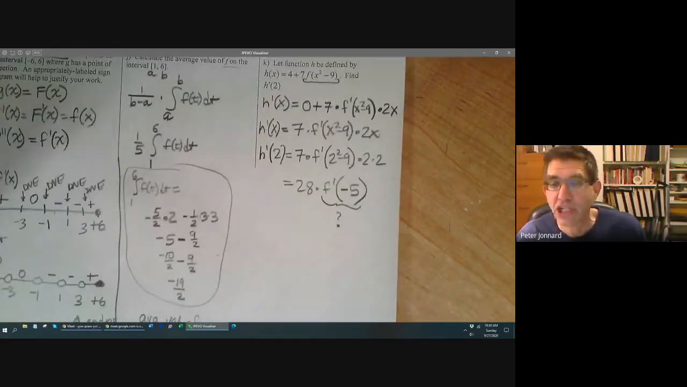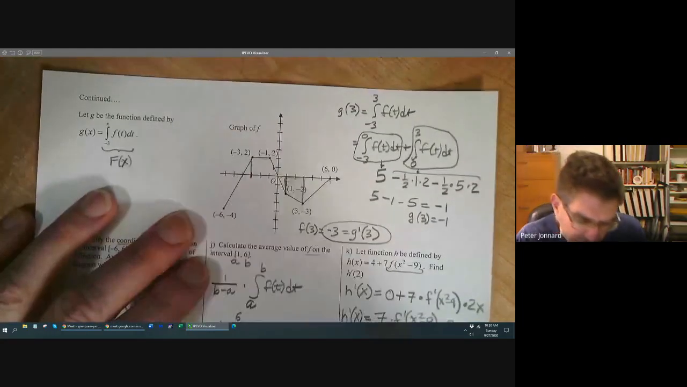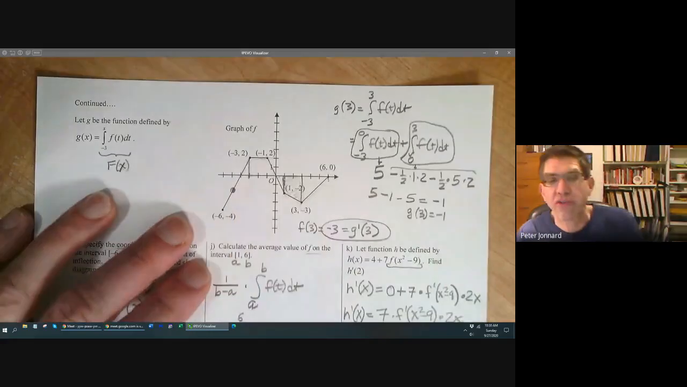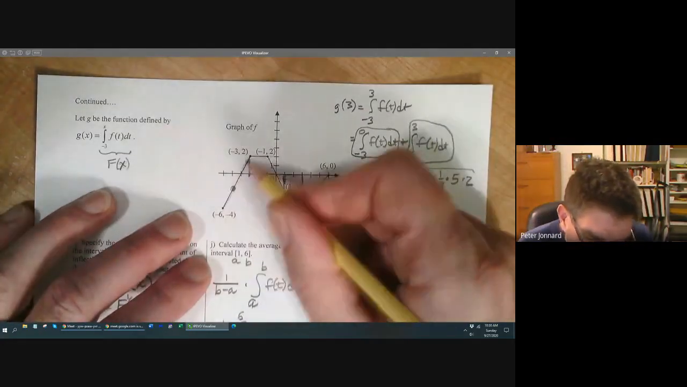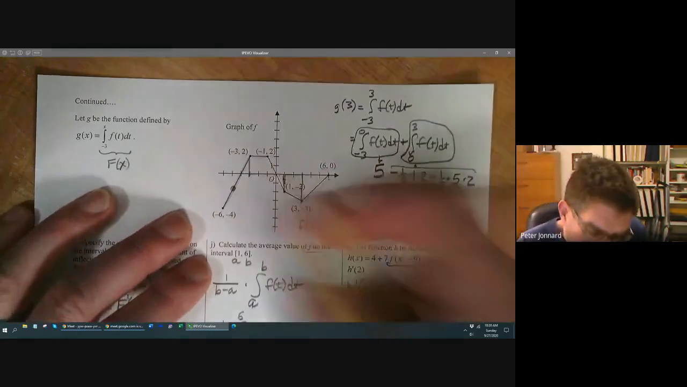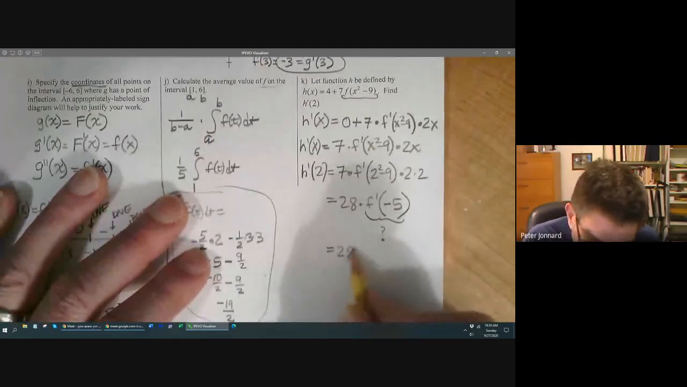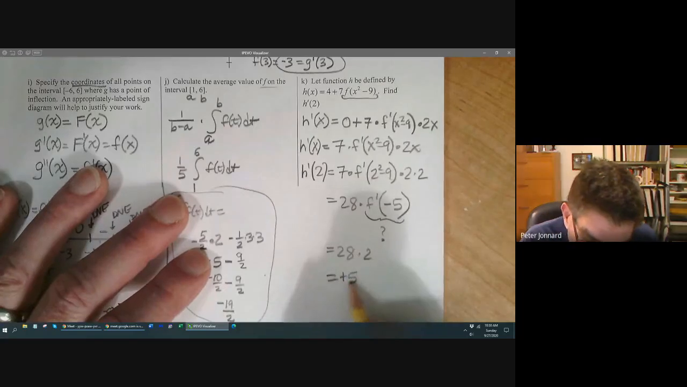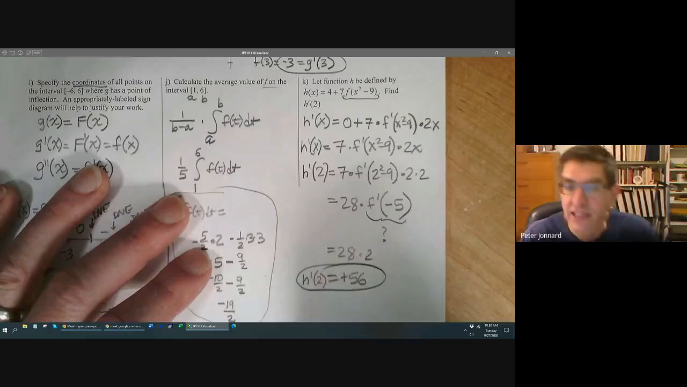Well, that's by definition the derivative of f at negative 5. And we are talking about here at negative 1, 2, 3, 4, 5. So what we need is the derivative there. And we talked about that earlier. I did all kinds of complicated calculations there. And basically, the slope there is 2 to 1. Rise 2, run 1. So we know that that's 2. So we end up with 28 times 2, which equals positive 56, like so. So h prime of 2 is 56, like so.